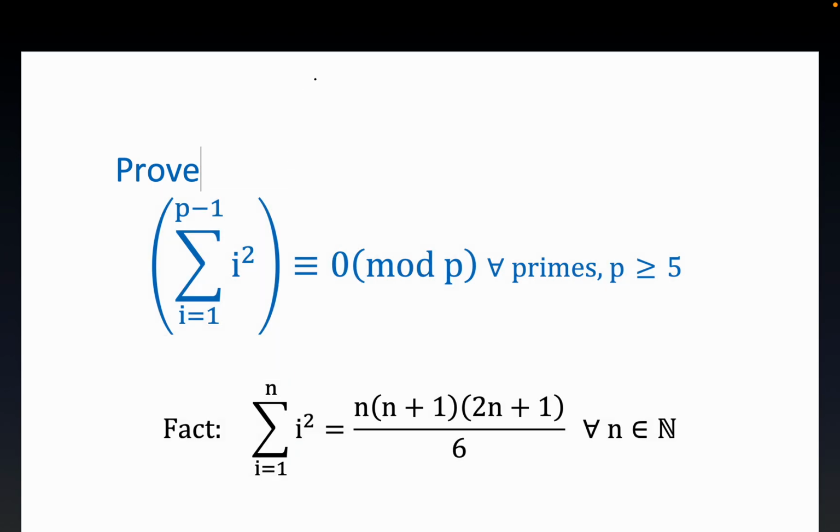Let's prove a special case of this number theoretic result. P equals 5 is a prime number. Okay, now if we take a look at what this is trying to show us, we need to sum up the first p minus 1 squares.